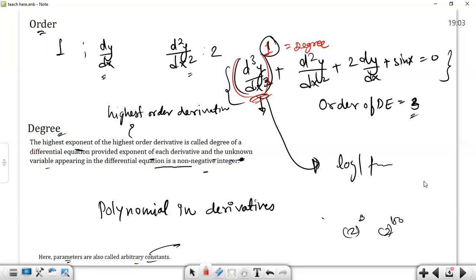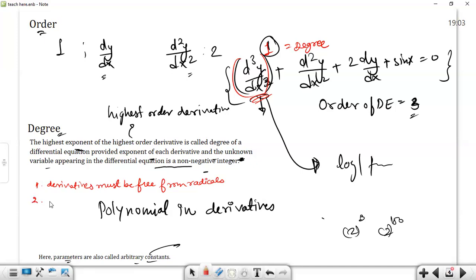But there are some certain conditions to consider. The derivatives in the differential equation must be free from any radicals. First condition is derivatives must be free from radicals. What do I mean by radicals? There should not be a trigonometric function there. These derivatives should not be involved in inverse trigonometric functions or logarithm or exponential or any sort of function. They must be just in polynomial form.